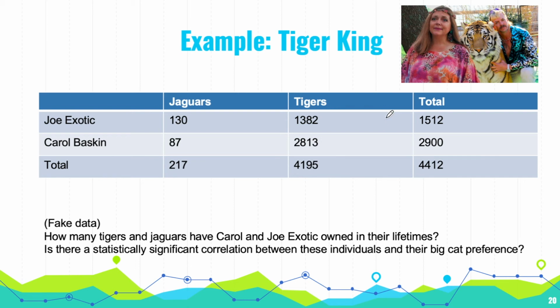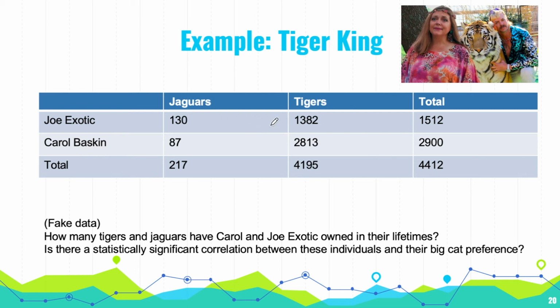Is there a preference to owning one versus the other? Can we statistically see whether there's an increased likelihood that Joe Exotic or Carole Baskin owns more jaguars than tigers with statistical significance? We'll see. So our question is, how many tigers and jaguars have Carole and Joe Exotic owned in their lifetimes? Is there a statistically significant correlation between these individuals and their big cat preferences?